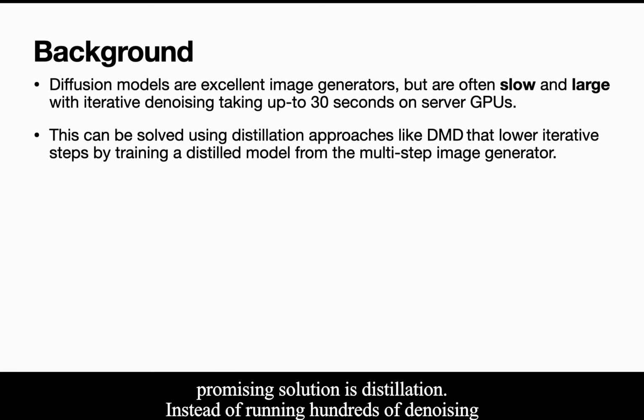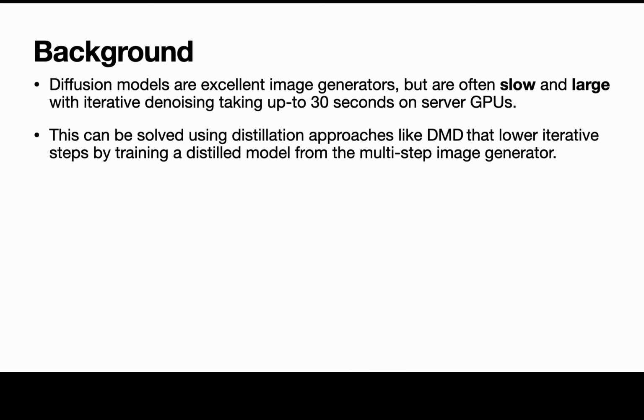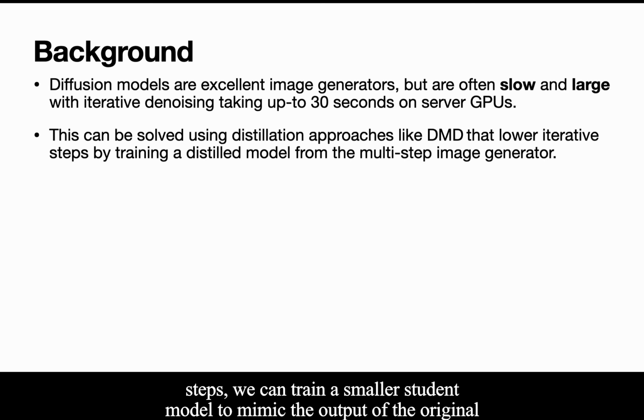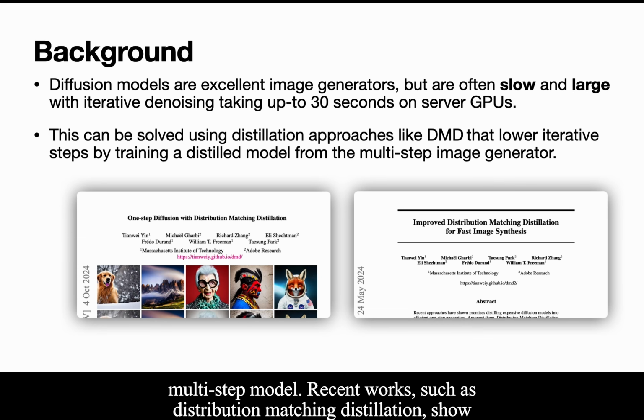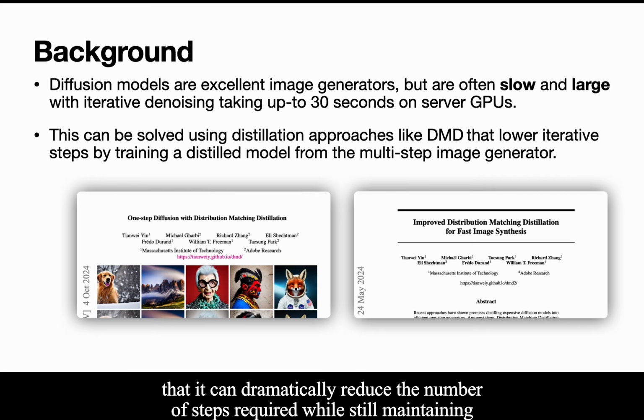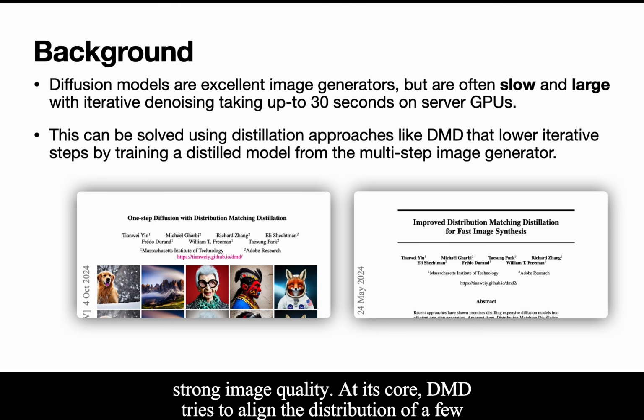One promising solution is distillation. Instead of running hundreds of denoising steps, we can train a smaller student model to mimic the output of the original multi-step model. Recent works, such as distribution matching distillation, show that you can dramatically reduce the number of steps required while still maintaining strong image quality.